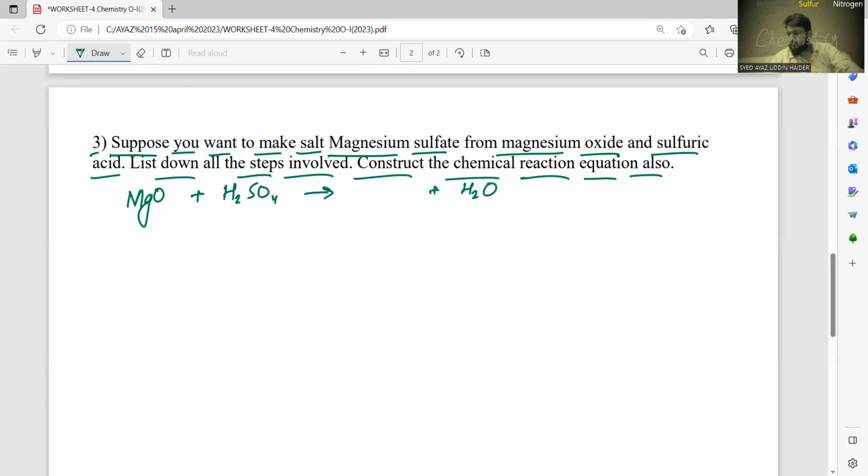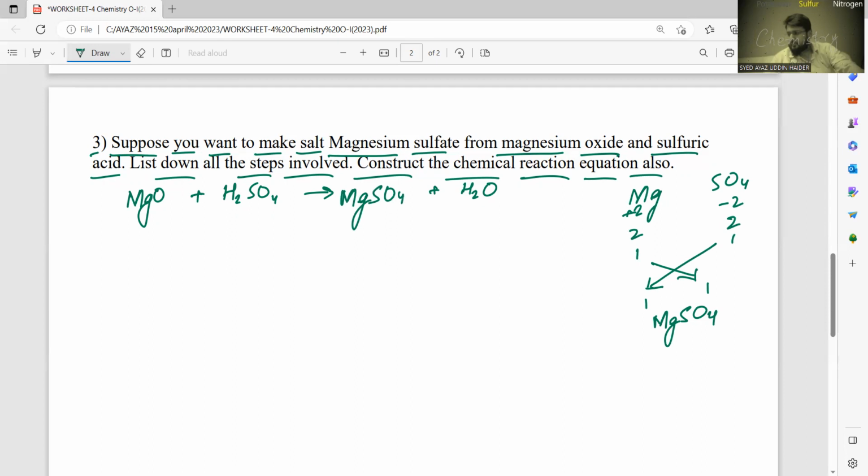The other product is magnesium sulfate. Magnesium belongs to group 2. So charge of magnesium is +2. Sulfate carries -2. Ignore their charges. Both the numbers are same. They will be cancelled out. 1. These subscripts will be exchanged. 1 MgSO4. This will be the final reaction equation.